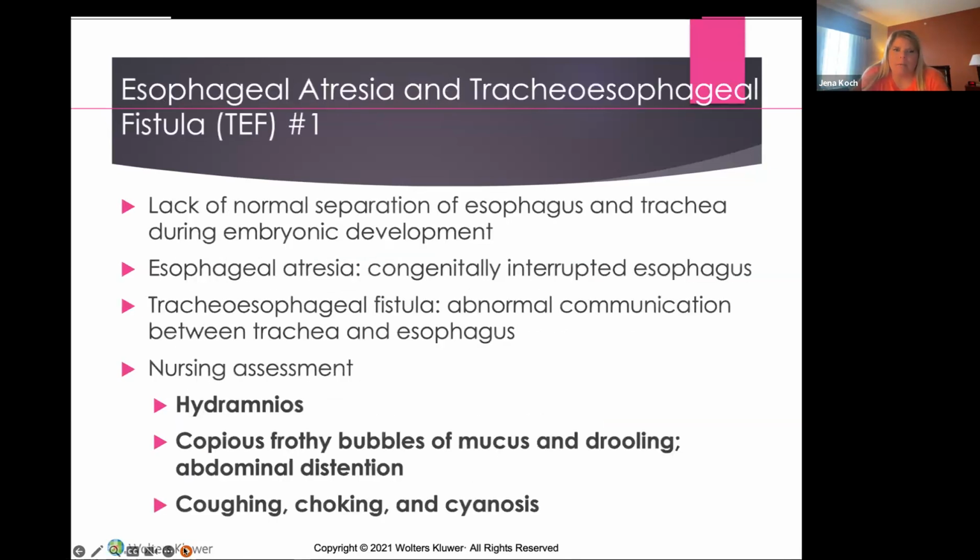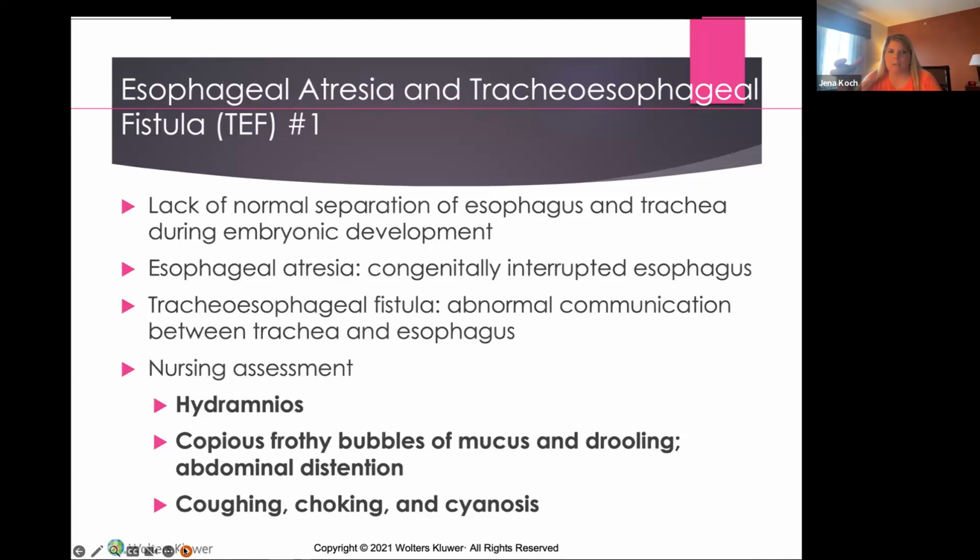So with TEF, esophageal atresia and tracheoesophageal fistula. So your nursing assessment, you may see hydramnios during the maternal history. But on the newborn itself, you may see copious frothy bubbling of mucus and drooling, and then abdominal distension. These infants may have coughing, choking, and cyanotic episodes. What it is, is a disruption between the esophagus and the trachea during the embryonic development.